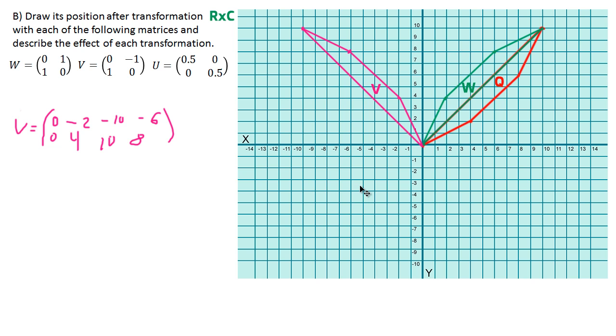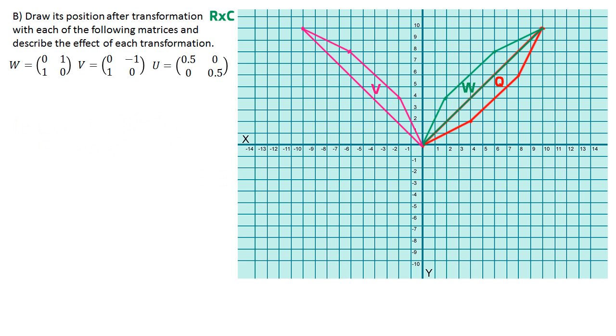So, what's the transformation? Well, the transformation for V is actually a 90 degrees anti-clockwise rotation. So, rotate 90 degrees anti-clockwise, and this is a transformation that V did. It rotated the graph 90 degrees anti-clockwise. Let's just continue and do the last part.